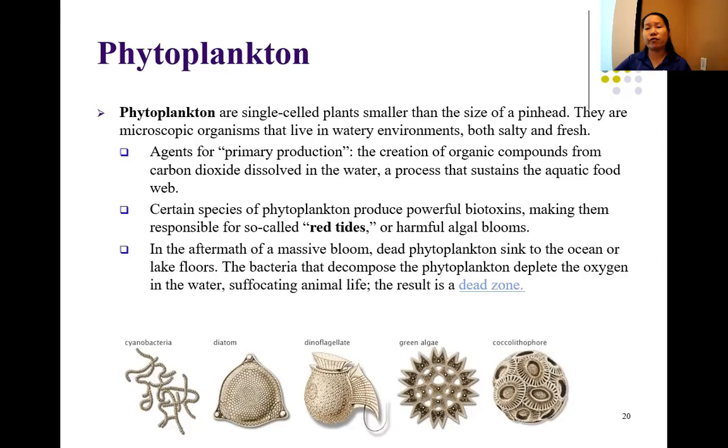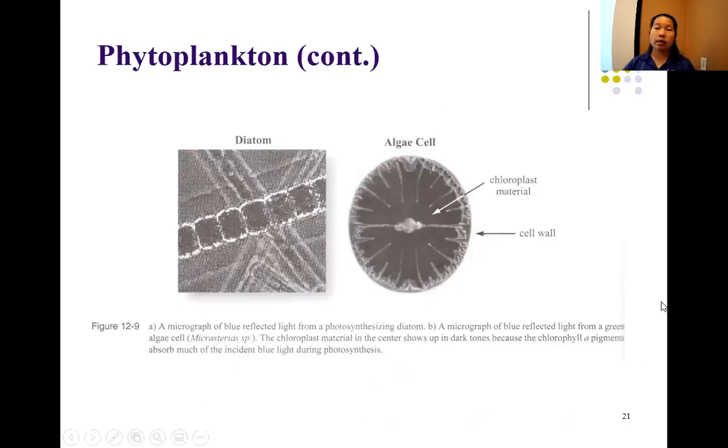In the aftermath of a massive bloom, dead phytoplankton sink to the ocean or lake floors. The bacteria that decompose the phytoplankton deplete the oxygen in the water, suffocating animal life, and the result is a dead zone. If you search online about the Gulf of Mexico, you will find these dead zone events explained. This picture over here gives you an example of different formats of phytoplankton. And this is a further illustration, a diagram showing the structure.